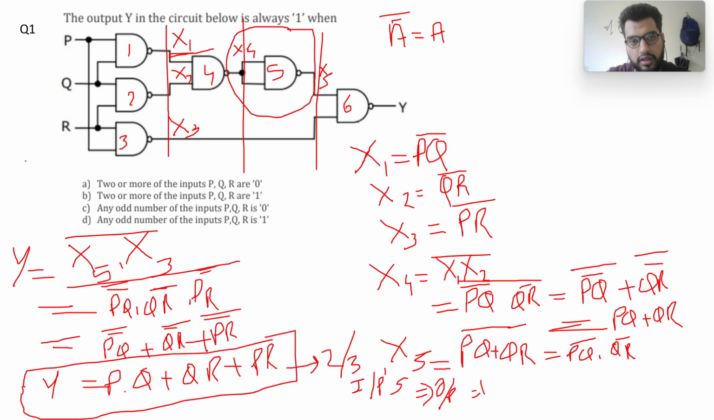So see, if P and Q are 1, this term is 1. I don't care about R. If Q and R are 1, this is 1. I don't care about the other two terms. And if P and R are 1, this term is 1. I don't care about Q. So my output will always be 1. So the condition for output to always be 1 is any two or more inputs should be 1. So option B. Now I have a question here.